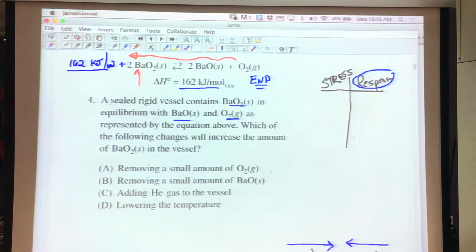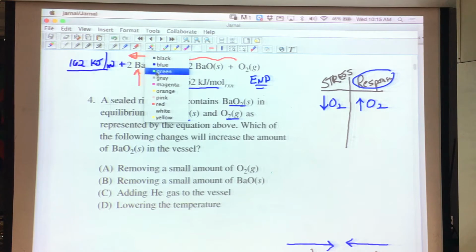Well, look, if I remove a small amount of O2, that's the stress. If I decrease O2, that means I'm going to increase O2 by shifting or making it more spontaneous. How would I increase O2? That means the reaction would have to what?